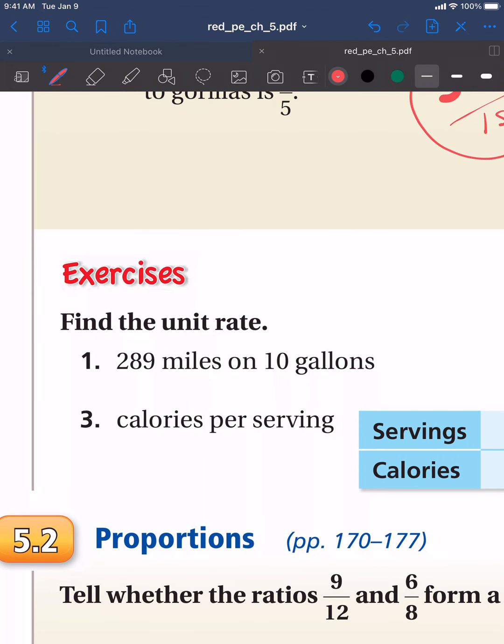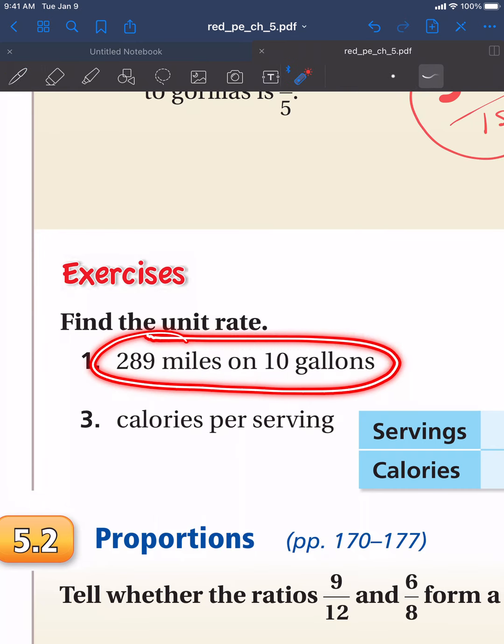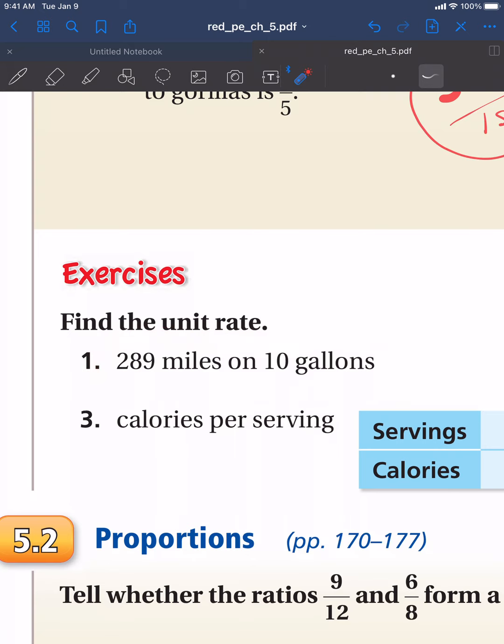Number 1, find the unit rate. So what I would do if I were you, in your notebooks, write this down first. If you don't write down the problem, you're not going to use these notes very well because you won't know what context everything is in. So write down this problem. 289 miles on 10 gallons. What is that as a unit rate?